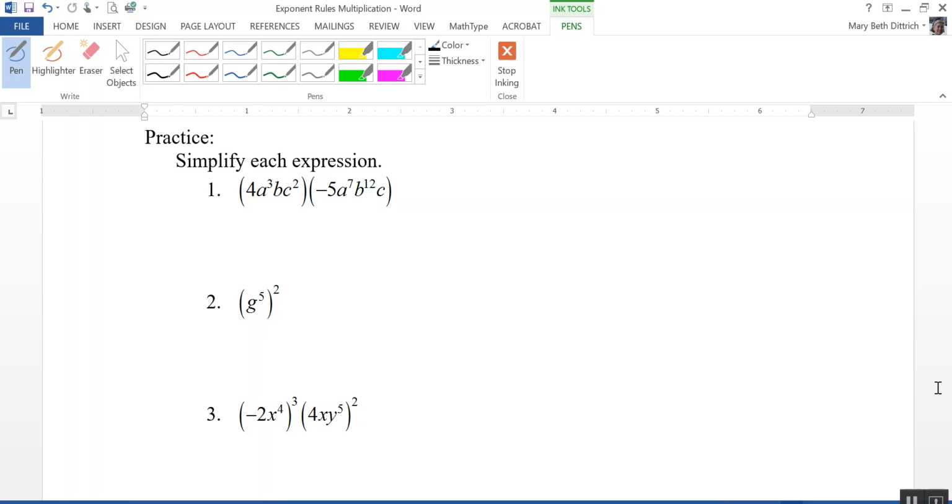It says simplify each expression. So I have 4a to the third b c squared times negative 5a to the seventh b to the 12th c. So I'm going to multiply my coefficients. 4 times negative 5 is negative 20. A to the third times a to the seventh. Add the exponents, that's a to the 10th. B times b to the 12th, that's really b to the 1 times b to the 12 is b to the 13th power. And c squared times c to the 1 is c to the third power.